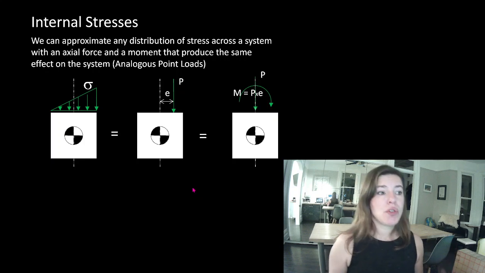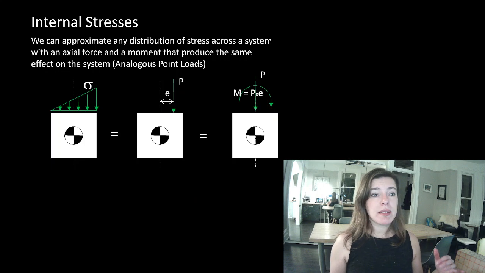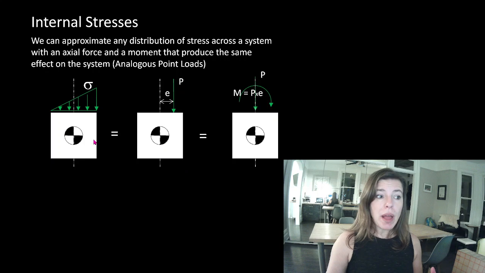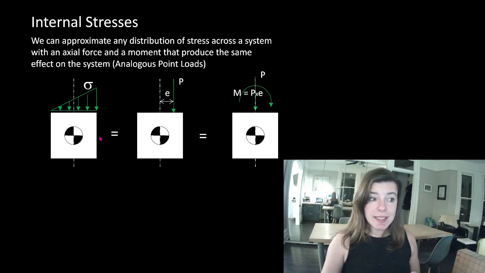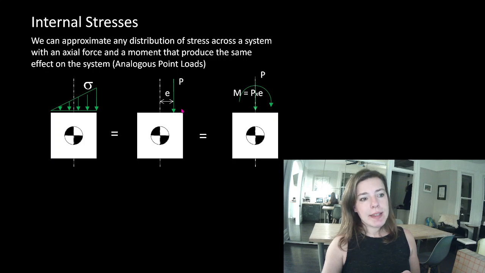So internal stresses. We can approximate any distribution of stress across a system with an axial force and a moment that produces the same effect on the system. So we can take that concept of analogous point loads and apply it to our little blob of object if we wanted to. So if we have a triangular stress distribution, understanding that B is into the page, we know that there's a dimension we're not seeing there. It is the same as this force. So we can rewrite it as this force offset from the centroid. And we know that that force offset from the centroid can be rewritten as a force through the centroid with a corresponding moment. And that moment equals P times E.